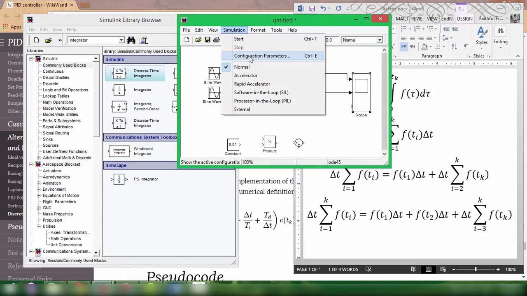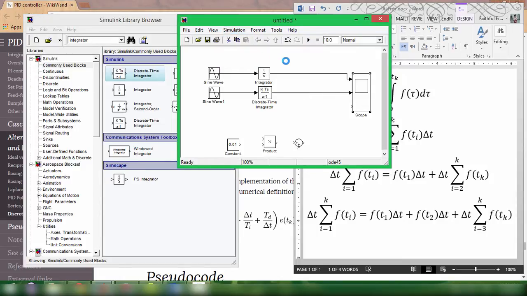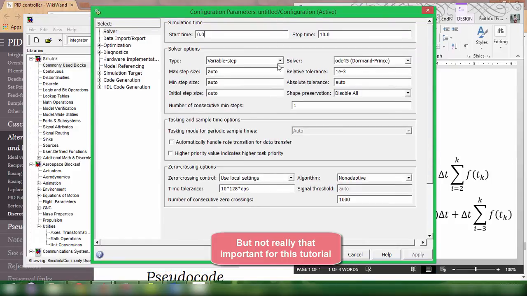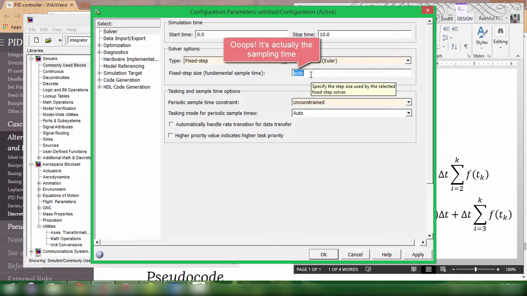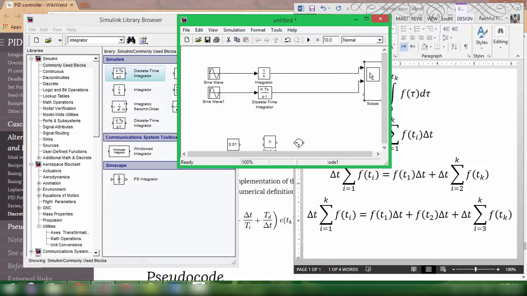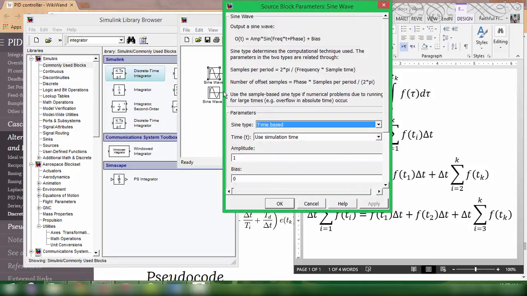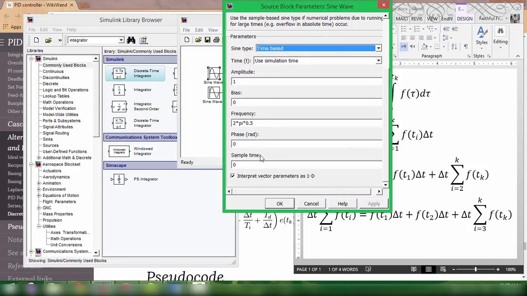It's important to specify the solver for Simulink. All you need to do is go to simulation configuration parameters, and from there you can specify the solver so that you may get better results. This is the one: a fixed step solver, and the solver is going to be ODE1 Euler. Here the sampling time that we need is 0.01. Well, we need to change the sample time in here.